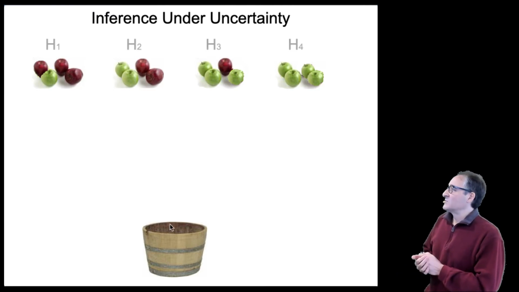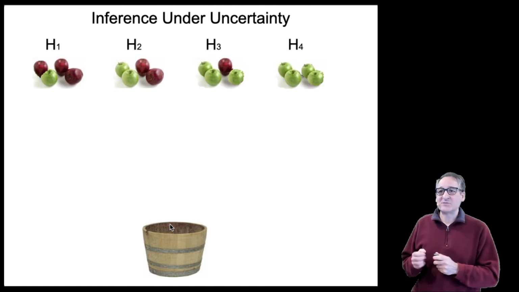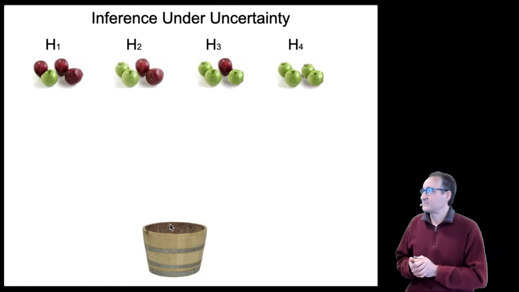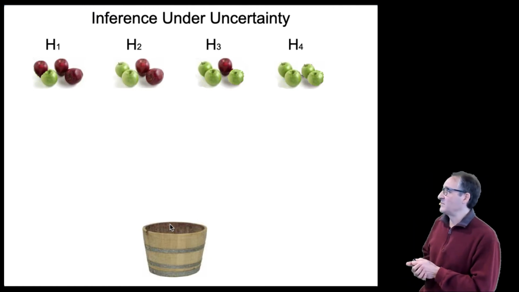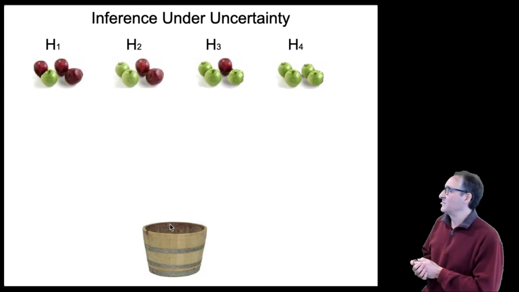So we can call these different types of barrels hypotheses, because that's what we're really interested in this game. I'm just labeling them H1 through H4 based on the number of green apples that might be in the barrel that you come across.